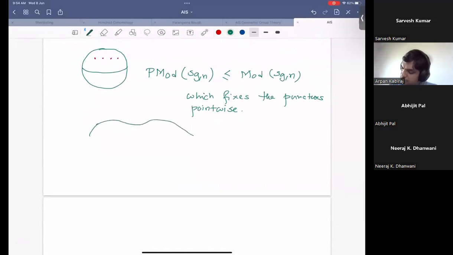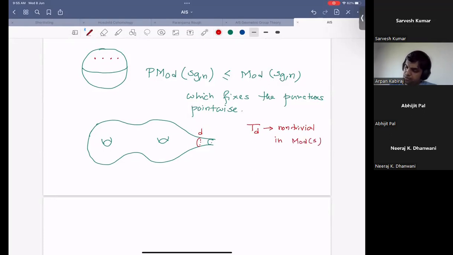Suppose you have a surface which is something like this. Now, take a simple closed curve which is homotopic to the boundary. Call it D. Now, if you look at the Dehn twist along D, this is actually a non-trivial element of the mapping class group.